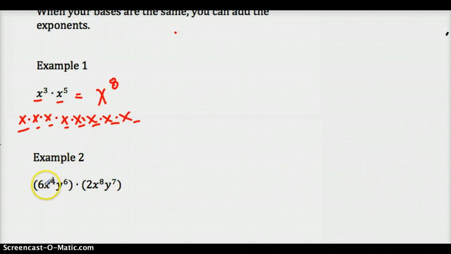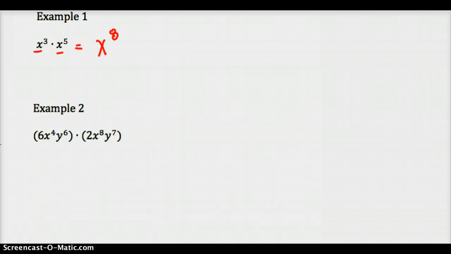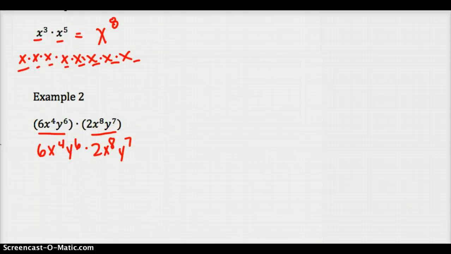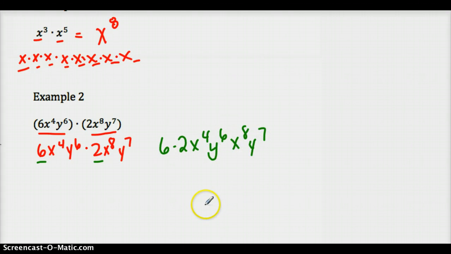On the next example, you have 6x to the fourth y to the sixth times 2x to the eighth y to the seventh. So the parentheses in this case only means multiplication. You're multiplying this quantity times this quantity. So I can write that statement without the parentheses. And you've got to remember that multiplication is commutative, so I can move things around, meaning I can multiply the 6 and 2 together, because that could be written as 6 times 2, x to the fourth, y to the sixth, x to the eighth, y to the seventh, meaning the same thing.